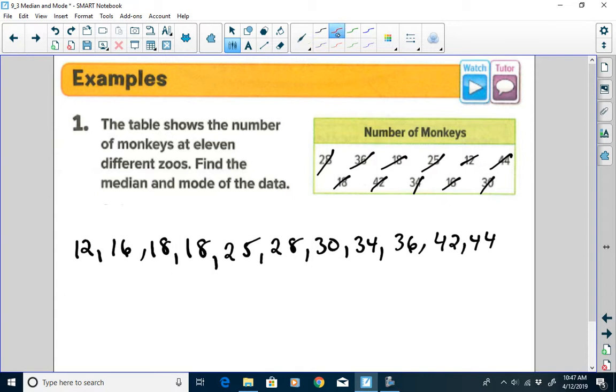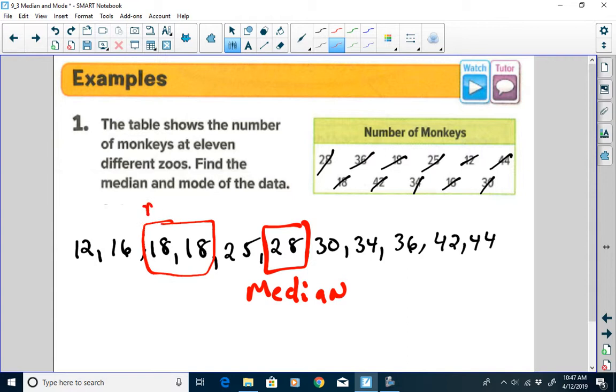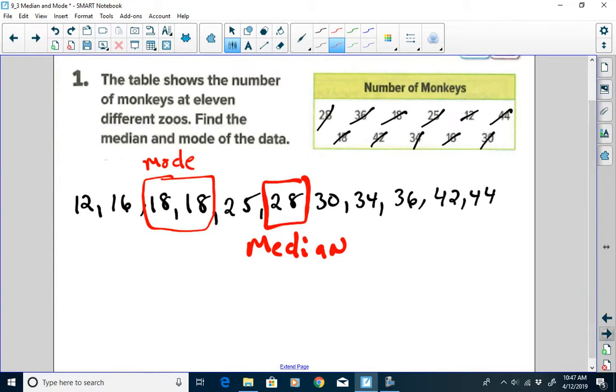We have an odd number of data items, so we will have one middle score. That one middle score looks like it would be this item here, because we're going to have 5 scores that are greater than 28, and 5 scores that are less than 28. So that's our median. The median is the middle item when arranged from least to greatest. Your mode is the score that repeats most often. The only score that repeats is the 18, so that's going to be our mode.